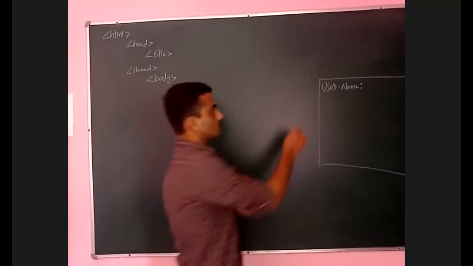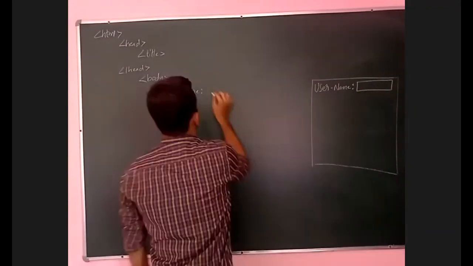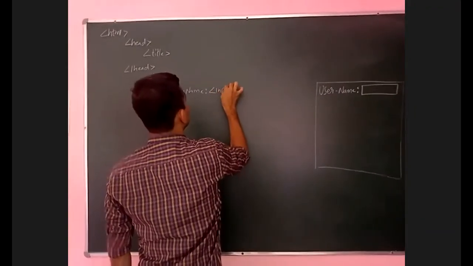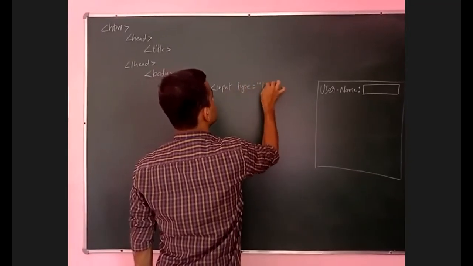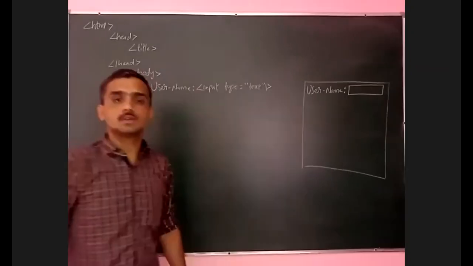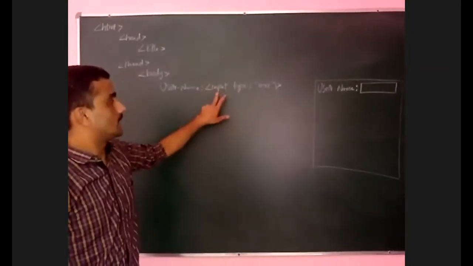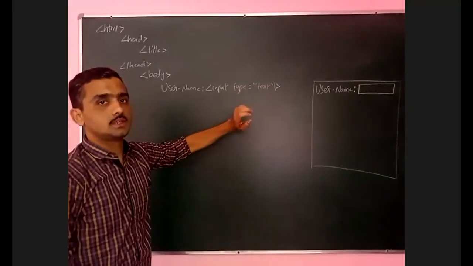Then in front of this, if I want to display a box, we write input. Input is the tag name, type is the attribute name, text is the value. Input type is equal to text. Once again, I will tell you: tag name, attribute name, value. Tag, attribute, and value.